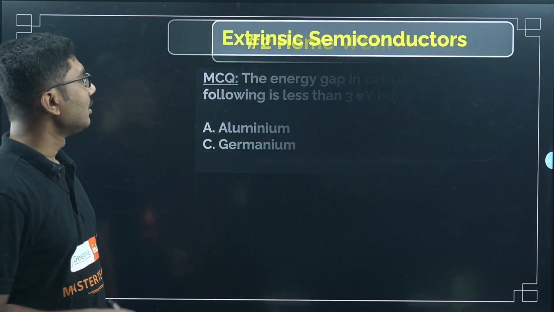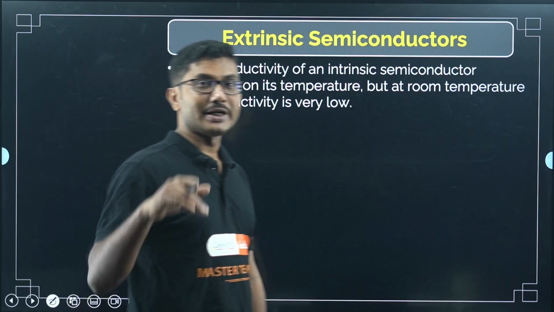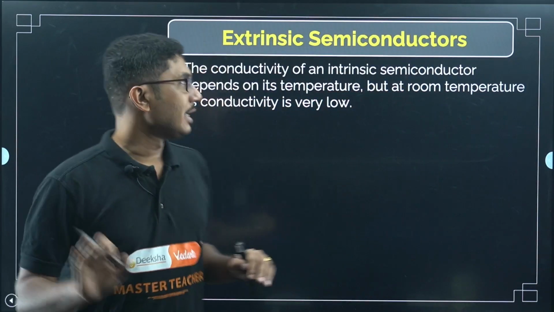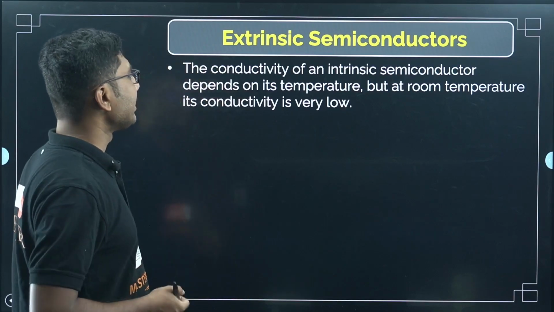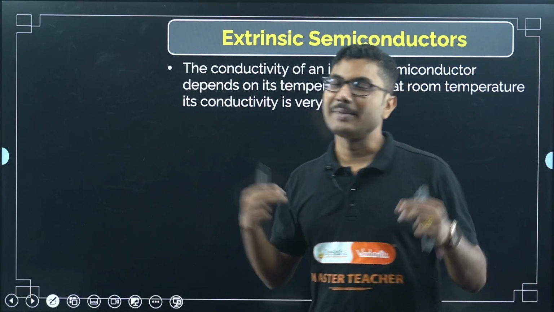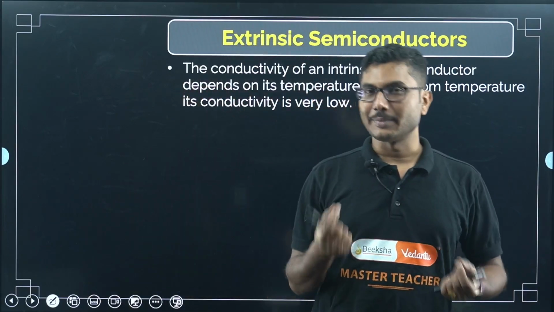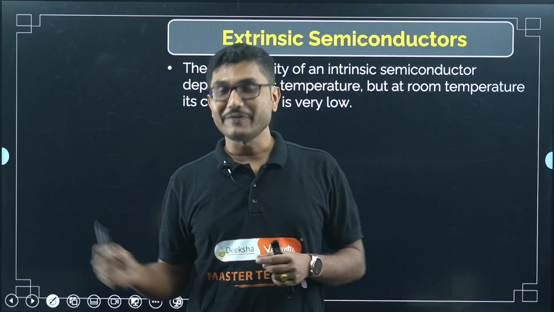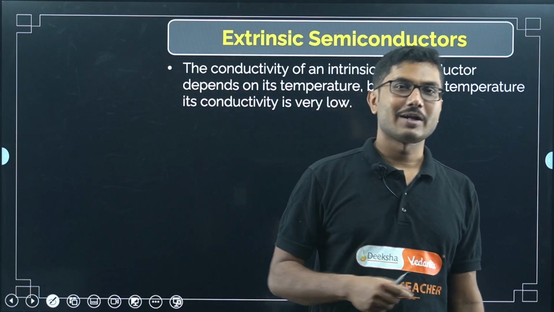Okay, now let's look into the extrinsic semiconductors. So far what we have studied, intrinsic semiconductors, have an equal number of holes and electrons, right? Now the conductivity of an intrinsic semiconductor depends on its temperature. Suppose I have created a semiconductor device, a camera, which is based only on intrinsic semiconductor. It has a chip, and the chip has a semiconductor. Now to make it function, I have to keep it inside a heater or a fire.